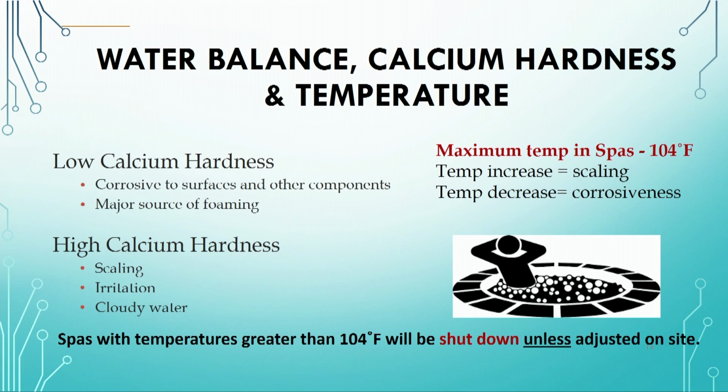When talking about spas in particular, the maximum temperature is 104, as seen in the presentation here. Any spa that is over 104 will be shut down unless it is adjusted on site. So if you don't have anyone on site to adjust it and there are people in it, we're going to close it down. We're going to get them out, because temperatures higher than that are generally tough on the skin, and if you're in there long enough, it will start to do some damage.